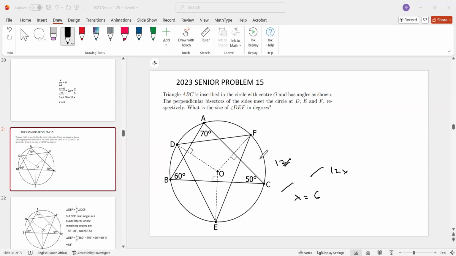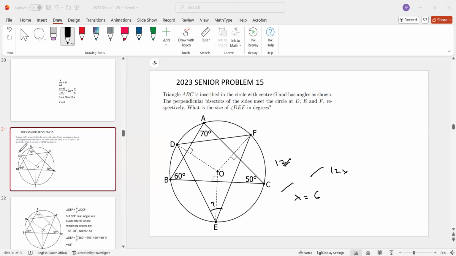But in this case, you've got another circle, which is where the perpendicular bisectors hit the circle, right? That gives you another triangle. All right, and the question is, what is the size of angle DEF? Like this one here. What is the size of DEF in degrees?